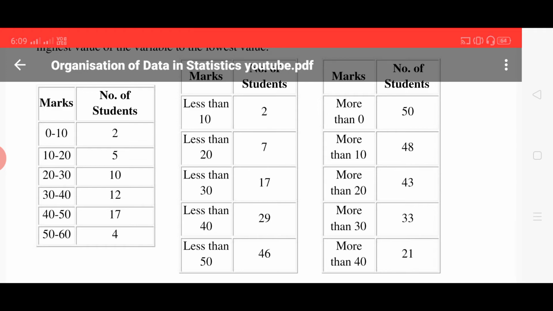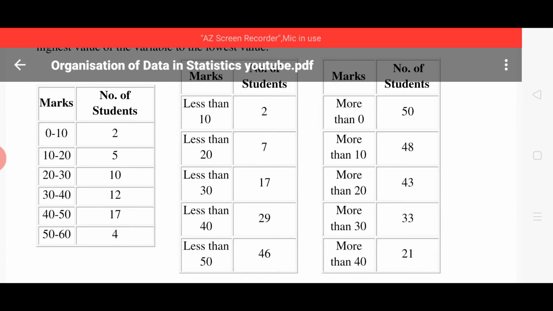Then less than 40, we will take 29. Then we add the next one, 29 plus 17, 46, for less than 50. Then for less than 60, we will add this one also. What we are doing is nothing but making cumulative frequency.